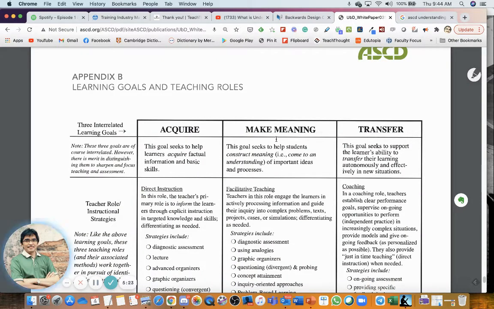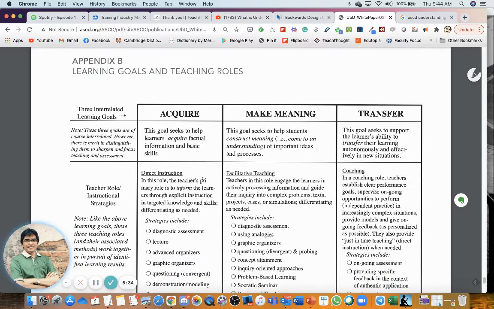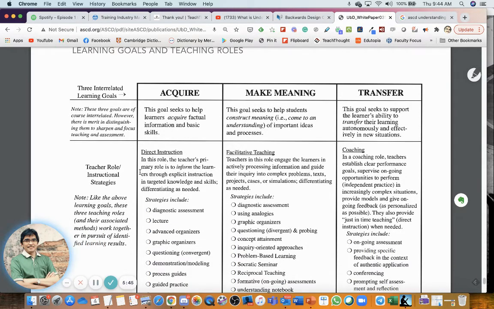So depending on what level of learning goals we have set out for the course, the teacher has to play a different role to fit into the level of learning goals that we have set. Here the teacher can play 3 different roles depending on whether the learning goals have been set to just acquire, make meaning, or transfer.